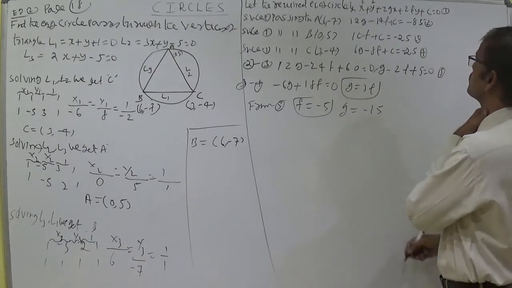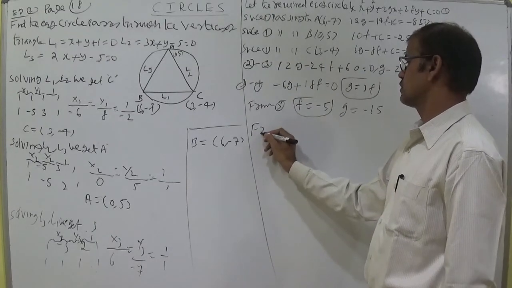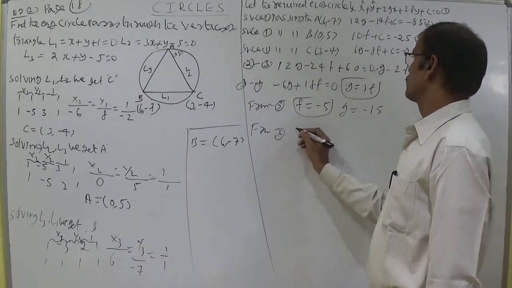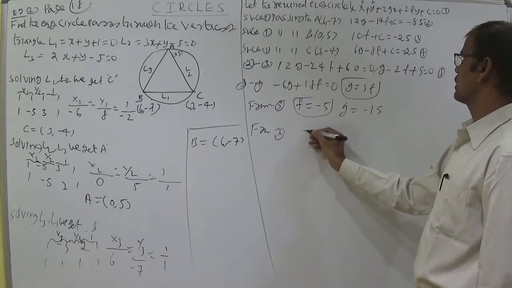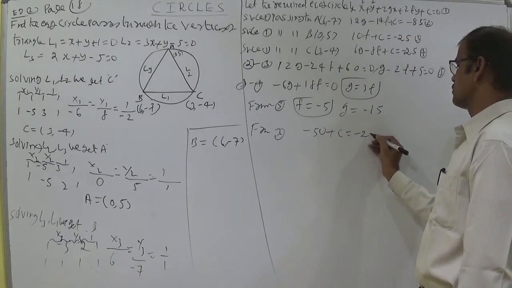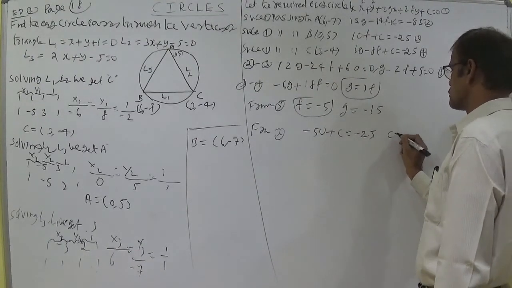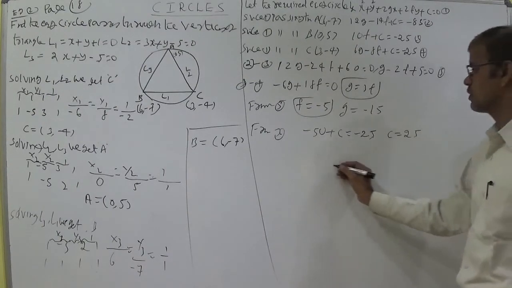Later C also you will be getting from 3, I am writing. From 3, 10F plus C is equal to 0. 10F means minus 50. Minus 50 plus C is equal to 0. So C is equal to minus 50 taken this side becomes plus 50. So C is equal to 25.